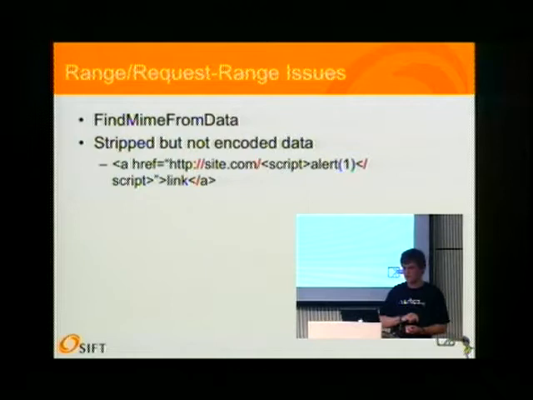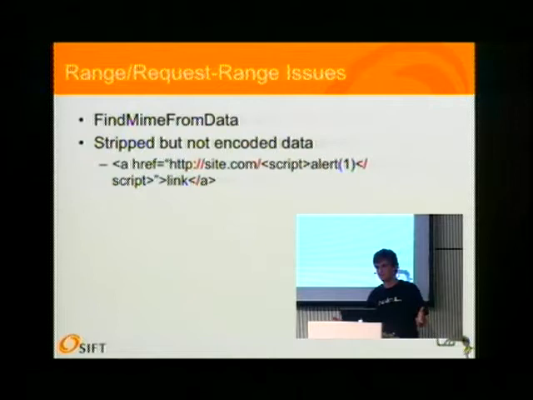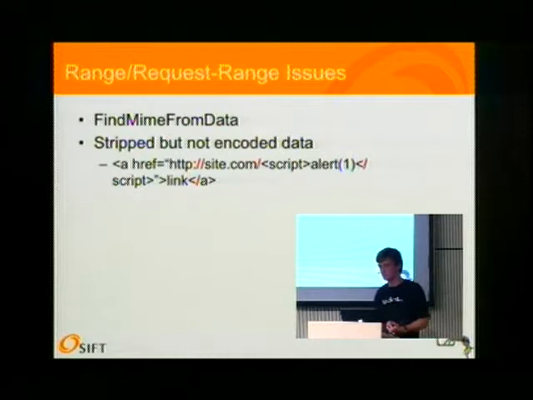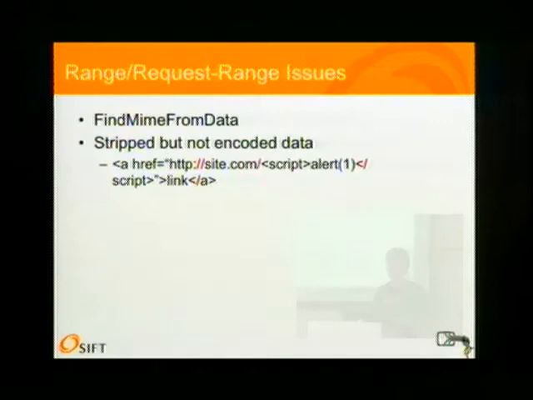So, in our find mime from data example, we have IE checking the first 256 bytes, software like vBulletin checking the first 256 bytes. If we send a Request-Range header for, say, the 257th byte and onwards, IE still checks the first 256 bytes it gets, but those 256 bytes have not been checked by the application software, and so it doesn't have the image signatures, etc., and so IE again decides, hey, this is HTML, I'm going to render it.